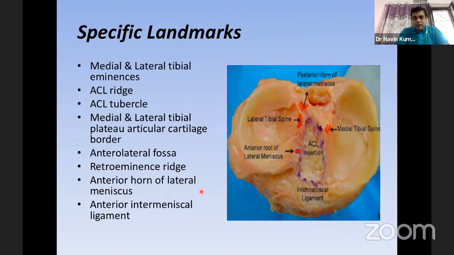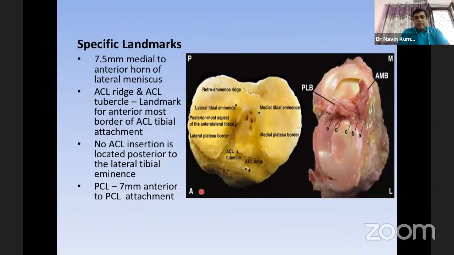Here the same thing I was talking about. This is the confines of the anterior cruciate ligament. Anteriorly it is the ACL tubercle and ACL ridge, and posteriorly is the lateral tibial eminence over here. The anterior cruciate ligament is 7.5 millimeters medial to the anterior horn of the lateral meniscus. Another is the ACL ridge and ACL tubercle. This is the landmark for the anteriormost border of the ACL tibial attachment. No ACL is inserted posterior to the lateral tibial eminence, this part.